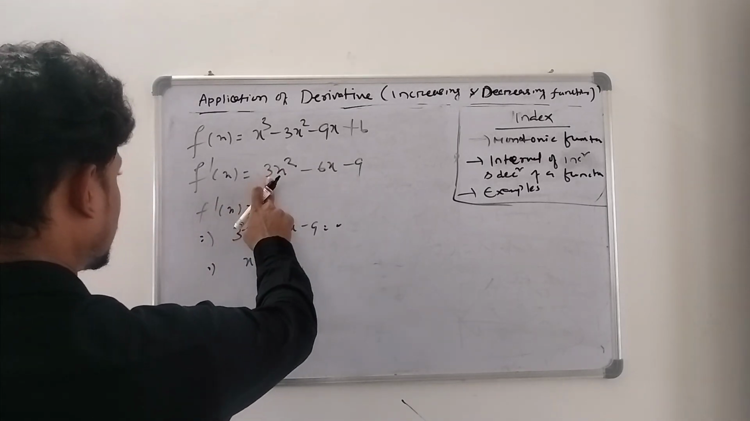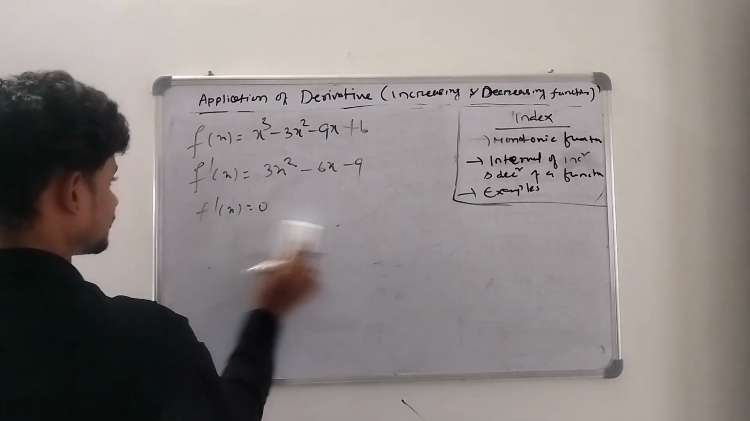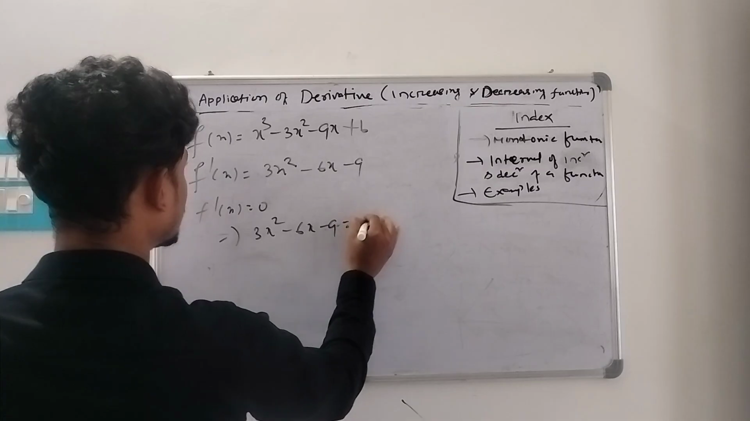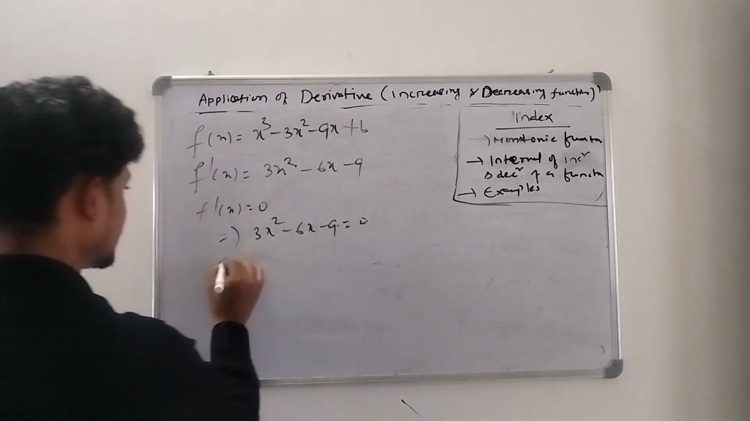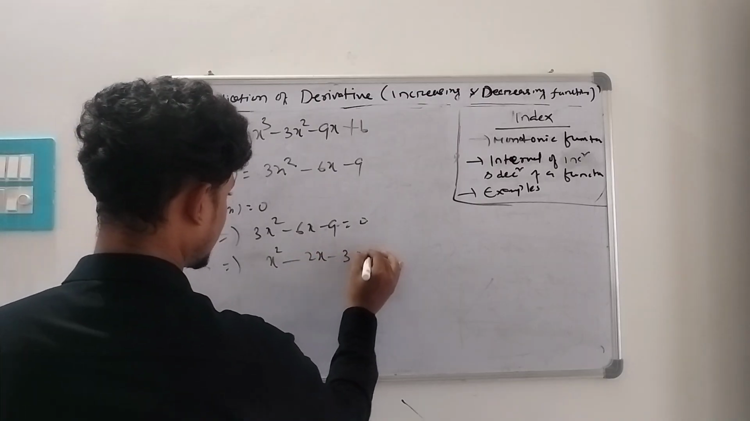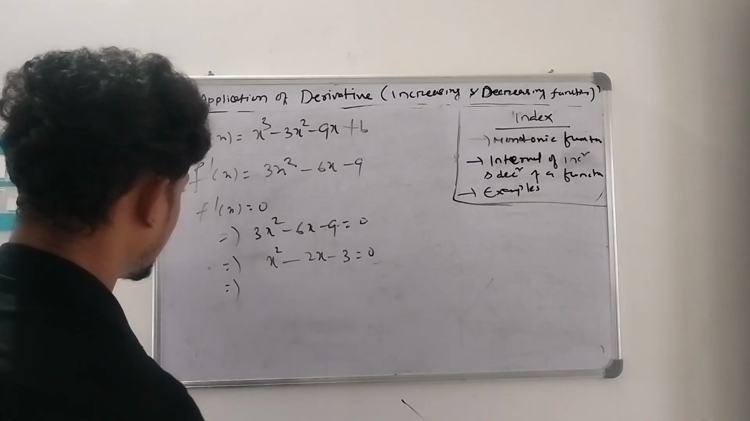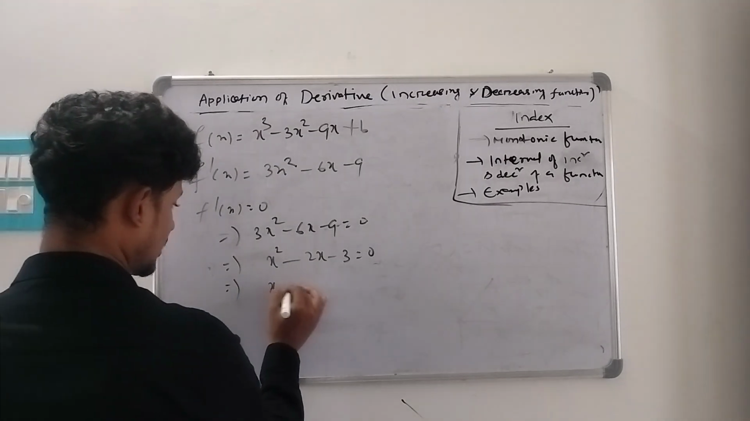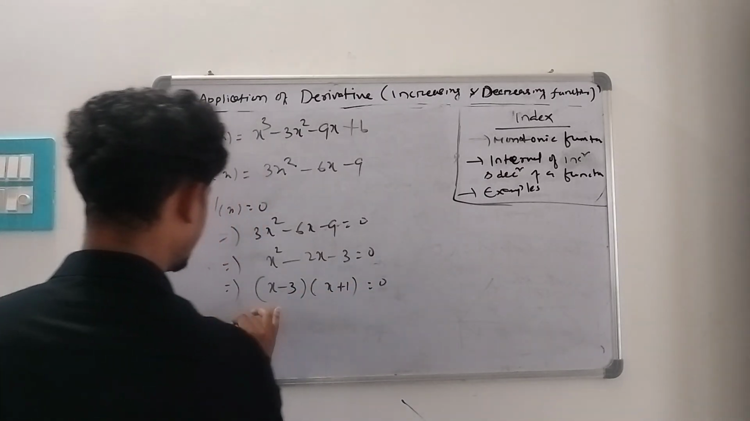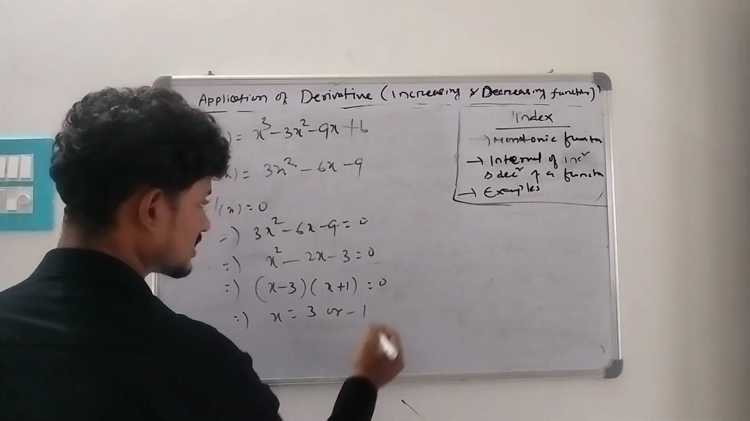If I take 3 common, then it becomes x square minus 2x minus 3 equal to 0. Now if I factorize it, it becomes (x minus 3)(x plus 1) equal to 0. That means I am getting x equal to 3 or minus 1. So these two are my critical points.